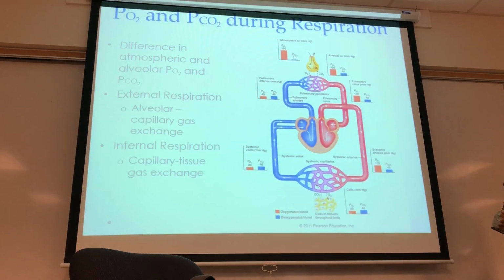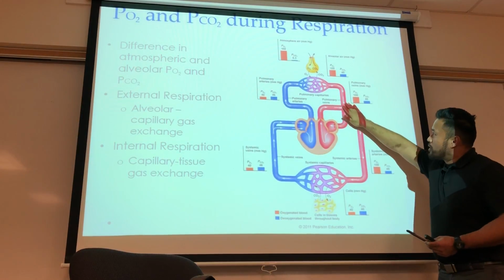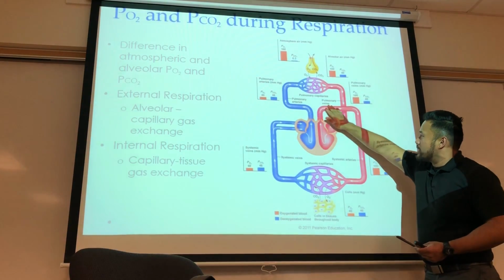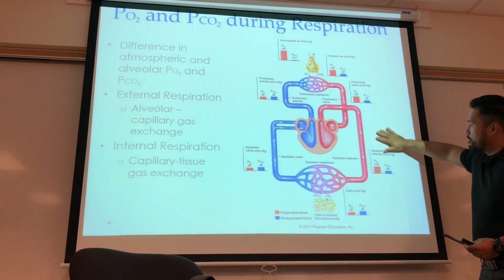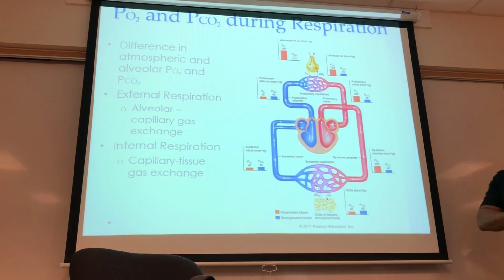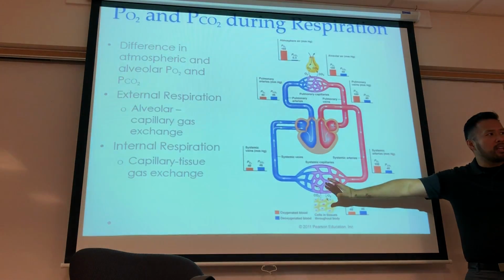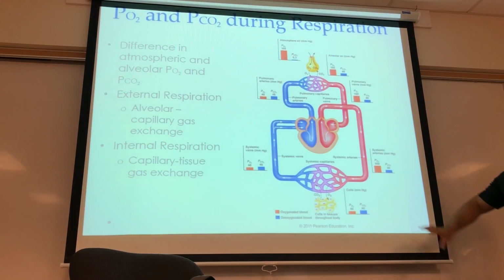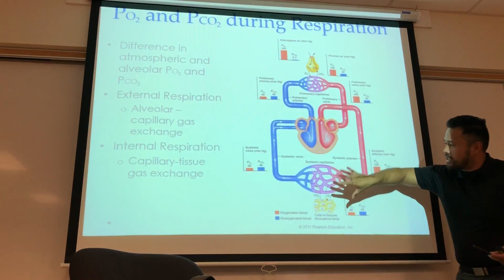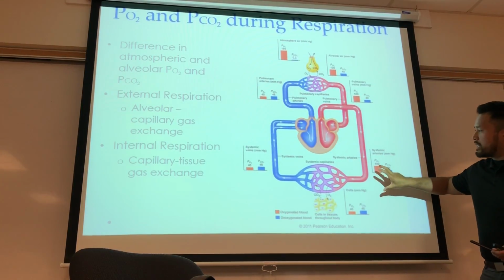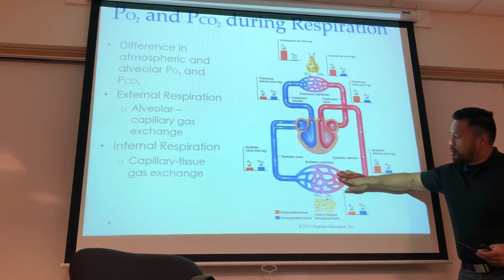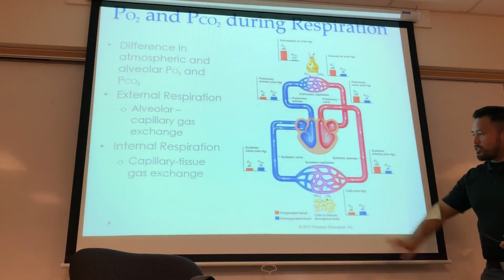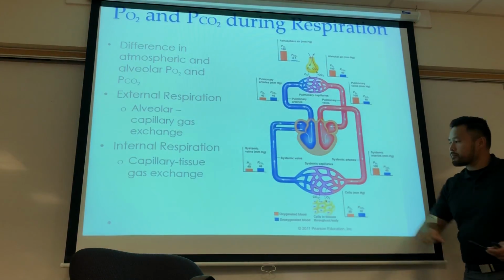bringing us back to a PO2 of 100 and a PCO2 of 40. Once that returns through the pulmonary circuit and back out into the systemic circuit, we'll see the delivery of oxygenated blood at a PO2 of 100 and a PCO2 of 40, where we see internal respiration taking place. Pretty much the opposite of external respiration, we see the movement of O2 down its gradient into those oxygen-starved cells.